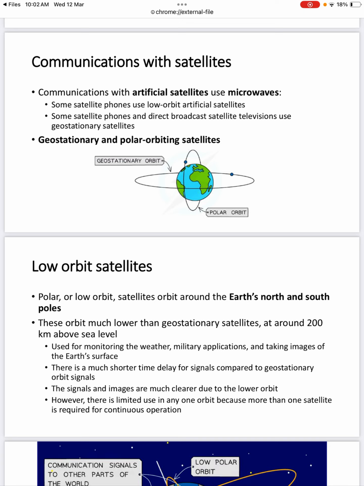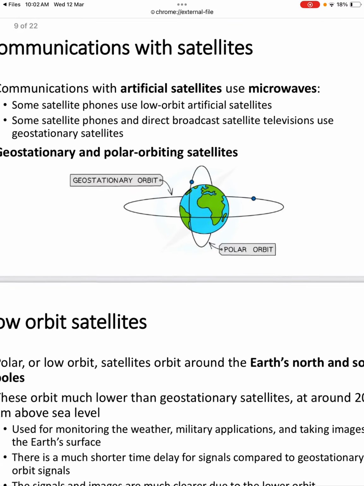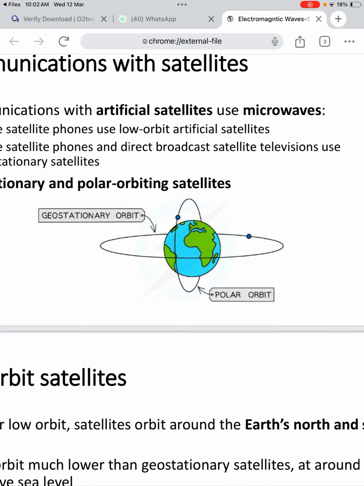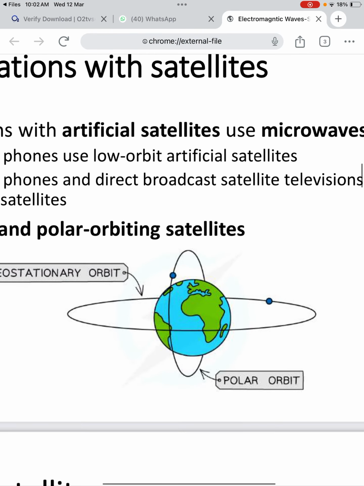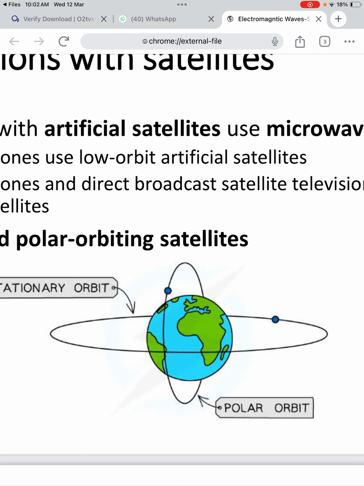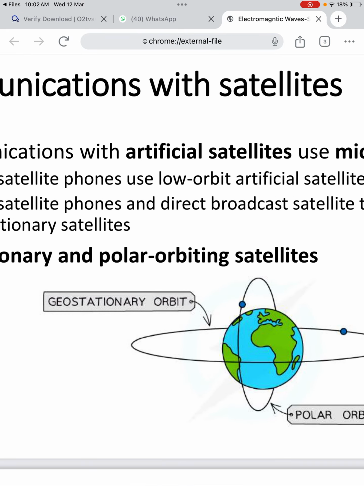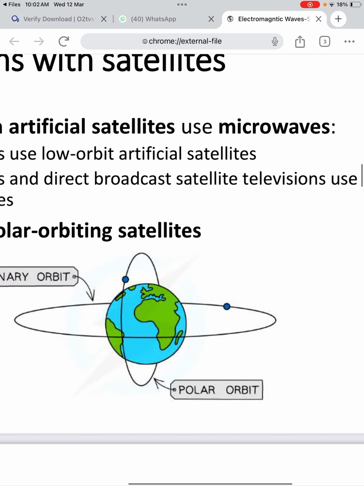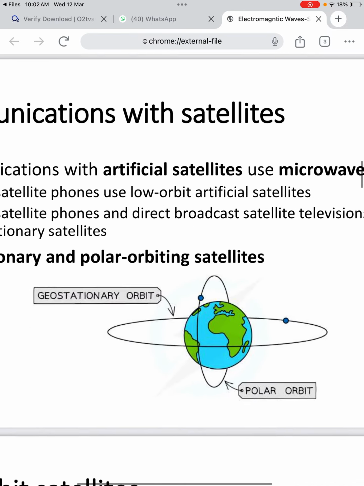And then there are direct broadcast satellite televisions which use geostationary satellites. We shall talk about what geostationary satellites are next. There are two types of orbits: the geostationary orbit, and the polar orbit. The polar orbit is usually what we call the low orbit satellite. As you can see here, the geostationary orbit and the polar orbit almost go at 90 degrees to each other.